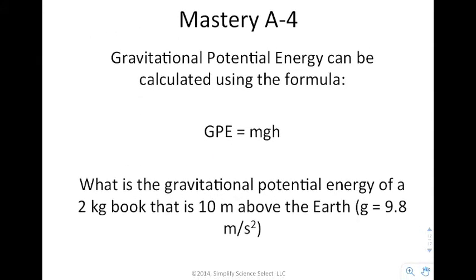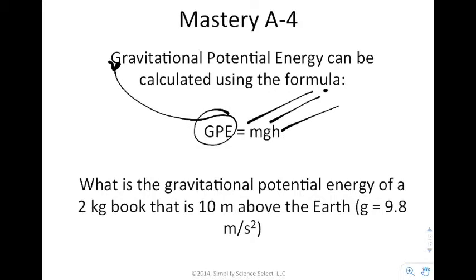Finally, we have a mastery level question. It says the gravitational potential energy can be calculated using the formula GPE, which is for gravitational potential energy, is equal to mgh, where you have mass, gravity, and height. So it says, what is the gravitational potential energy of a 2 kilogram book 10 meters above the surface of the Earth, where gravity is 9.8?